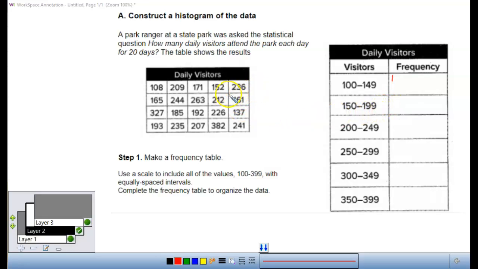And we follow the table just like before. So 108 goes right here. 209 is between 200 and 249. 171 is between 150 and 199. All right, pause the video and fill out the table. So looking at the table, I filled in my tallies. You didn't have to, but it helps me. And then you should have gotten 2, 7, 8, 1, 1, 1. All right, and we're going to use this to make our histogram.